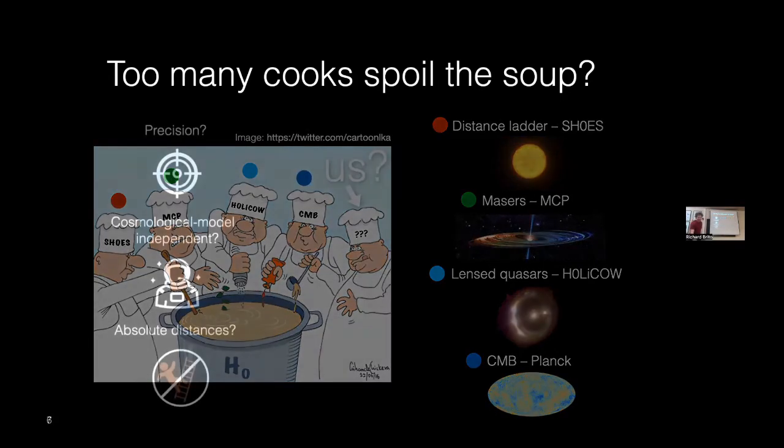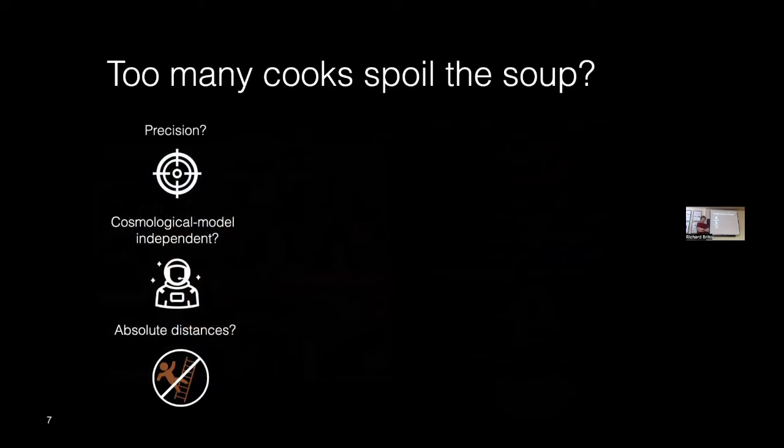And well, now, ideally, if you wanted to design an ideal measurement of the Hubble constant, you would think of these three criteria: precision, cosmological model independence, and that it's ideally an absolute distance so that it doesn't require a series of calibration steps.